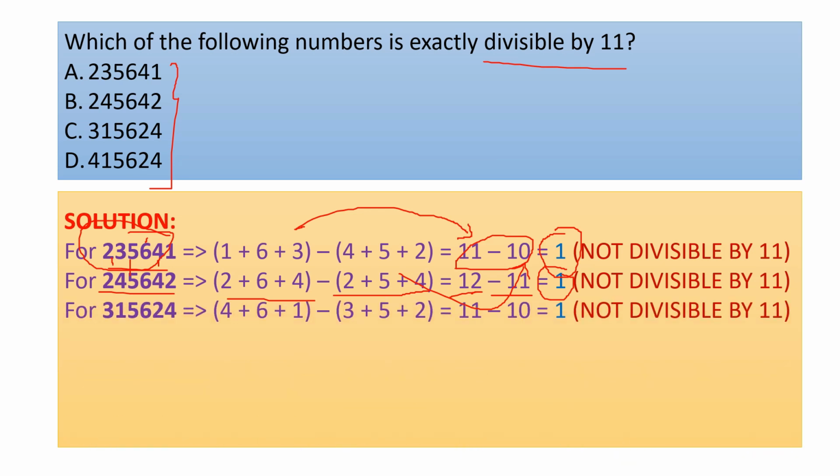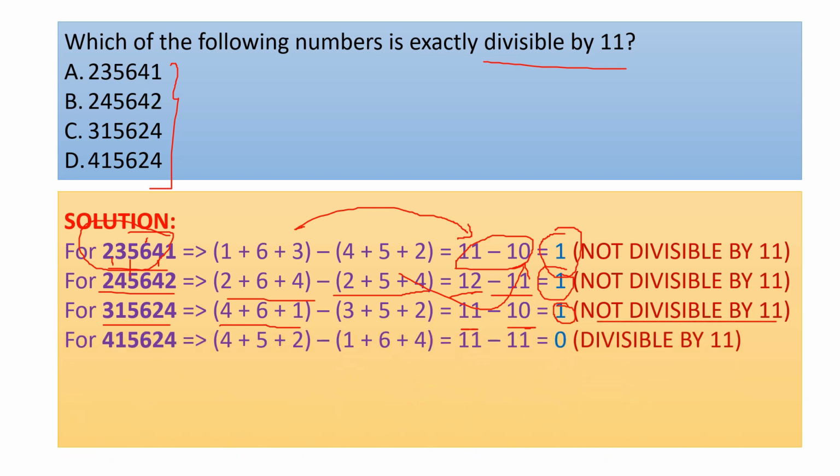For option C, which is 315624, I'm taking the sum of the digits at the odd places, which is 4 plus 6 plus 1, which gives 11. And the sum of the digits at the even places is 3 plus 5 plus 2, which is 10. On subtracting 11 and 10, we are getting 1, which is also not divisible by 11. So option C is not correct.